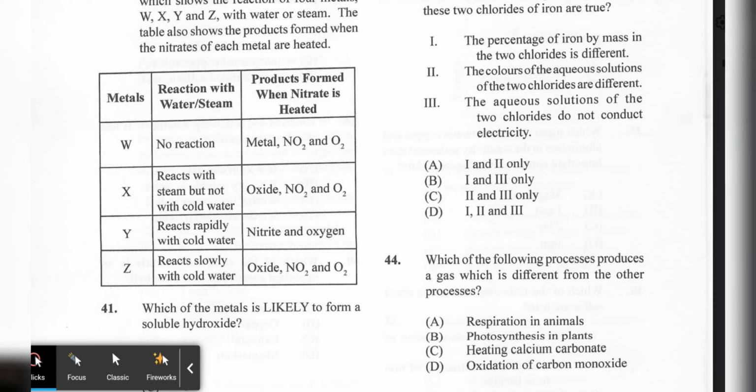Y reacts rapidly with cold water, and Z reacts slowly with cold water. So clearly, our most reactive is Y, then Z, then X, then W. Y, then Z, then X, then W. They may ask us that question. Let's see if they actually ask us.